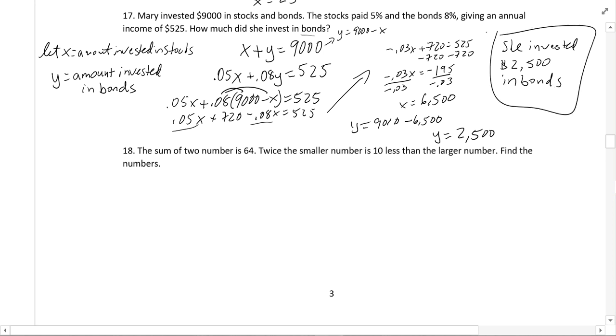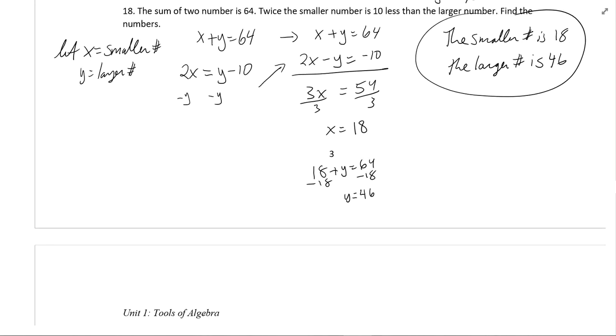All right. Okay, so I want you to go ahead and pause the video and try number 18. Okay, so let's go ahead and see how you did. Remember, we wanted to define our variables. X is the smaller number, Y is the larger number. It said the sum of the two numbers was 64, so X plus Y equals 64. And it said twice the smaller number is 10 less than the larger number, so 2x equals y minus 10.